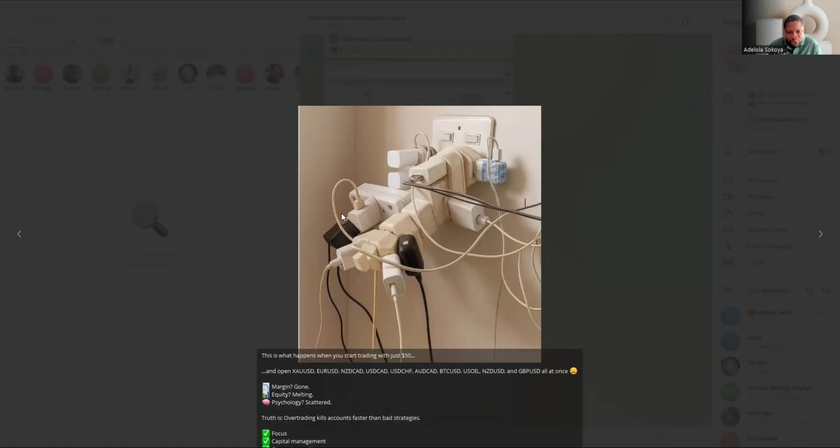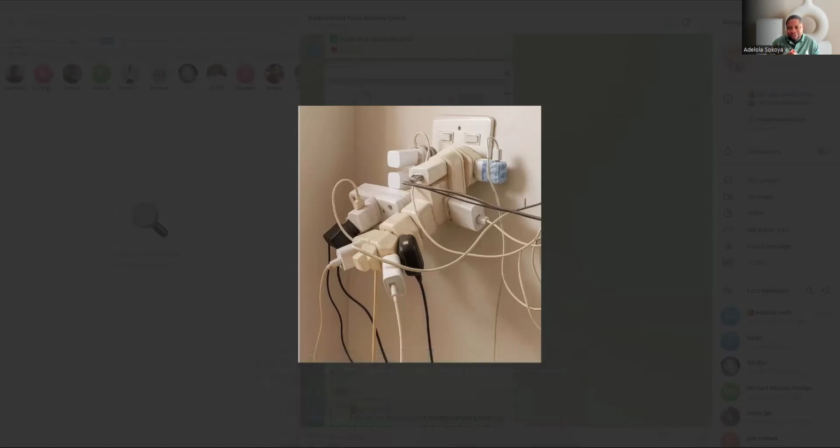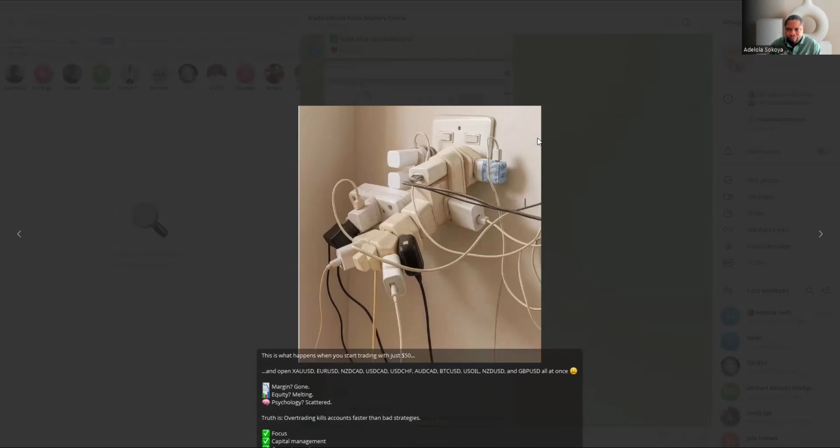All right. So when you over leverage your accounts, this is what happens when you start trading with just $50 and you are over leveraging, and then you are opening trades on gold, EUR/USD, GBP/USD. Your margin is gone, your equity is melting, psychology is scattered. You're having high temperature. Why? Because you have over leveraged your account. Okay, and that's what you don't want to do.